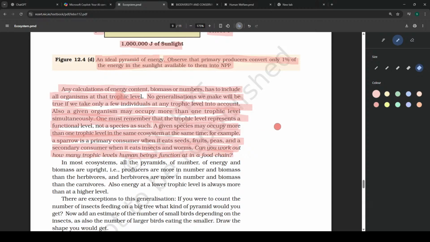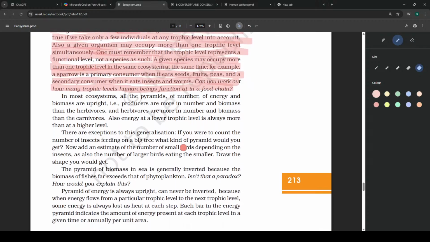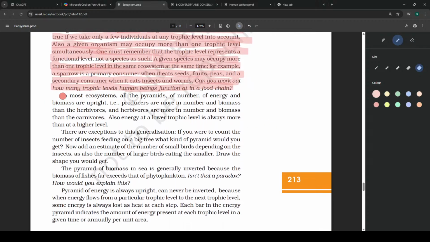We function at all possible trophic levels, maybe except producers, but we produce electricity using solar cells or solar panels, so we are harvesting the sun's energy as well. So technically that can be considered as producers, maybe in an artificial sense. In most ecosystems, all the pyramids of number, of energy, and biomass are upright. That is, producers are more in number and biomass than herbivores, and herbivores are more in number and biomass than carnivores.